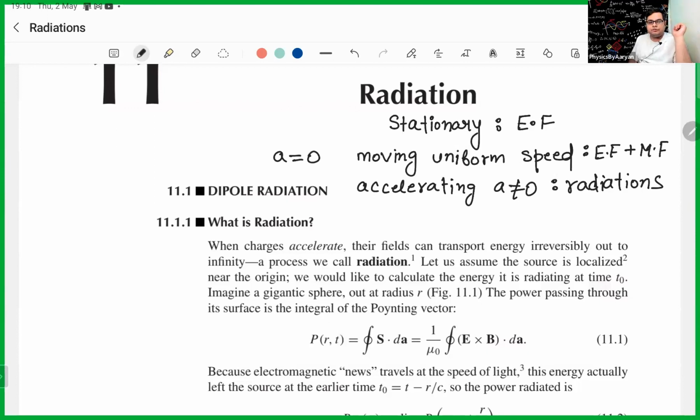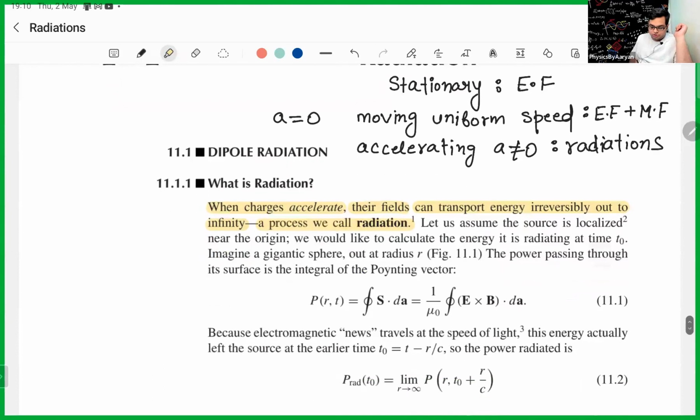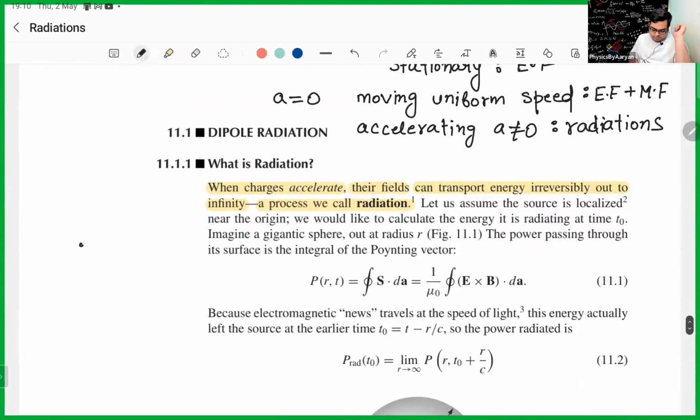And that is what Griffiths has also said, that when the charge accelerates, their fields can transport energy irreversibly out to infinity. This process is known as radiation. So let's say you have a charge, and this charge starts to vibrate. This is one of the simplest examples.